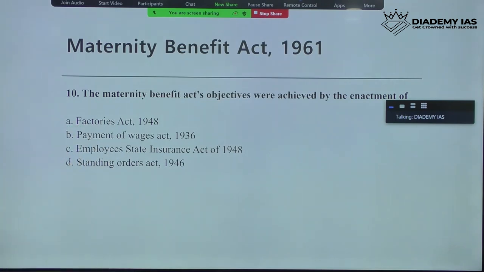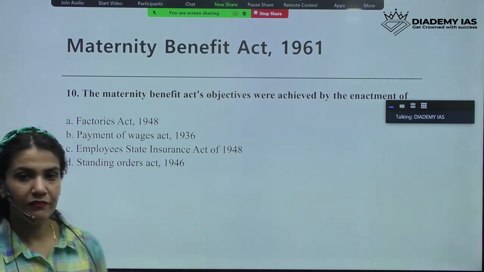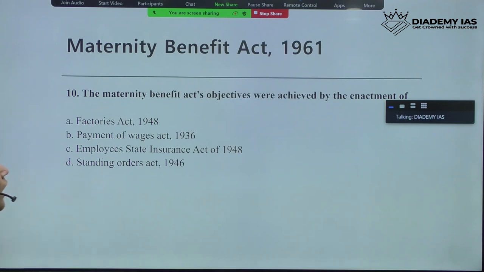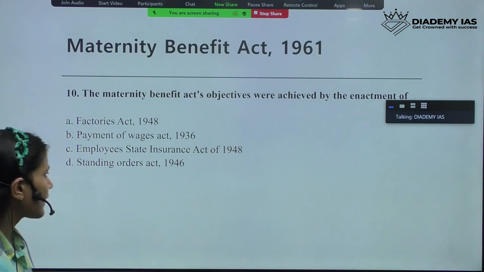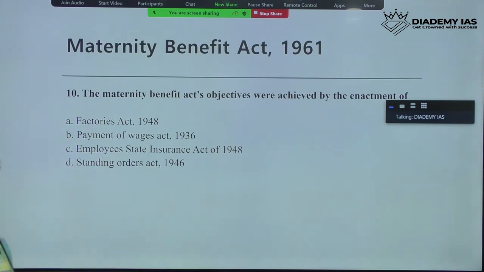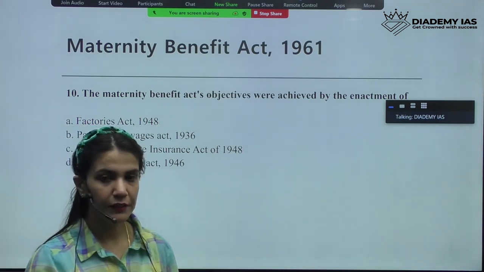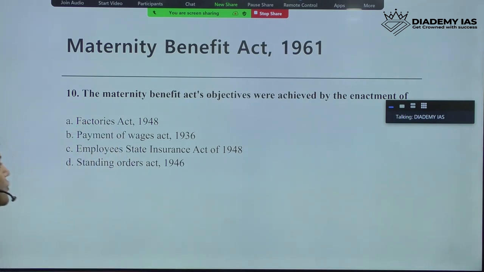The last question we are having today is for the Maternity Benefit Act 1961. The Maternity Benefit Act objectives were achieved by the enactment of: Factories Act 1948, Payment of Wages Act 1936, Employees State Insurance Act 1948, Standing Orders Act 1946. If you clearly remember, when we were doing the Employees State Insurance Act of 1948, we clearly learnt about it, that it is a part of that enactment.